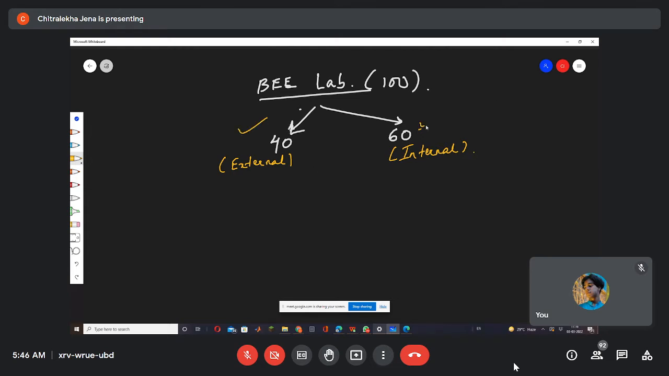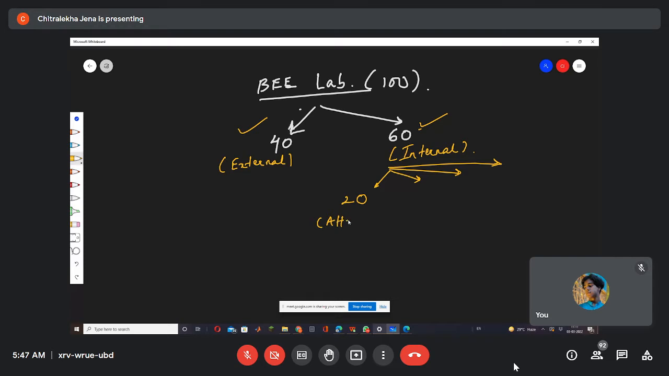But 60 marks will be evaluated throughout. This is a continuous assessment, internal. We have divided this 60 into different categories. One is your 20 marks for attendance. Attendance is very, very important.